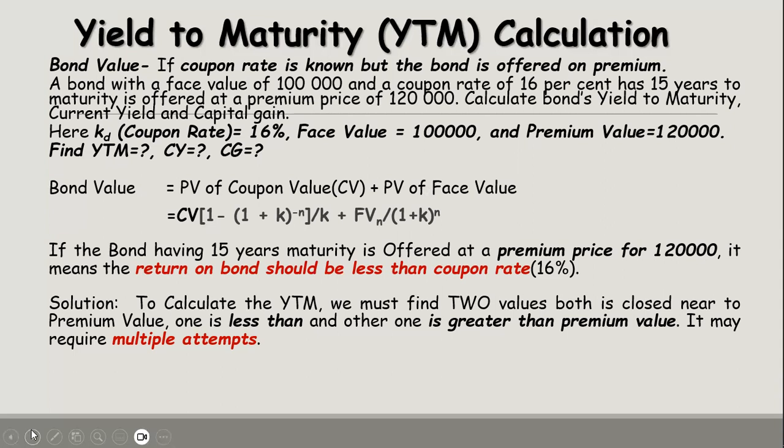To calculate the yield to maturity, we must find two values, both closer to the premium value. One is less than and the other is greater than the premium value. It may require multiple attempts. Now here we will try applying different rates, and we need one value that should be less than the premium value of 120,000, and another value above 120,000.